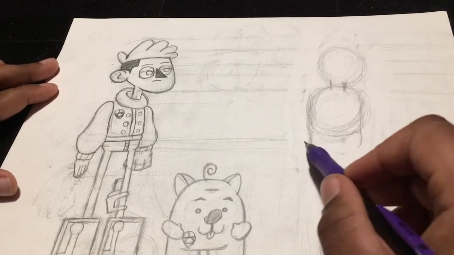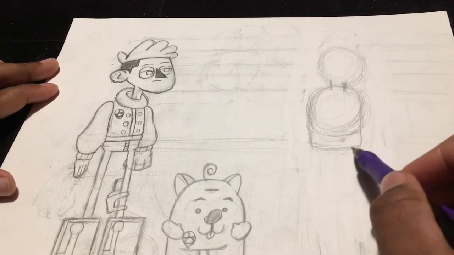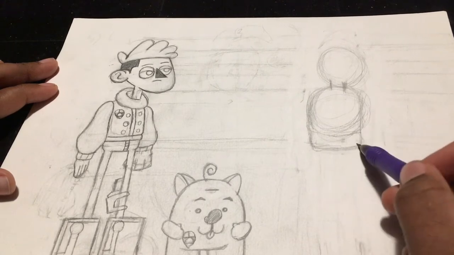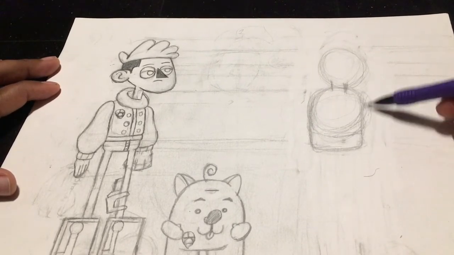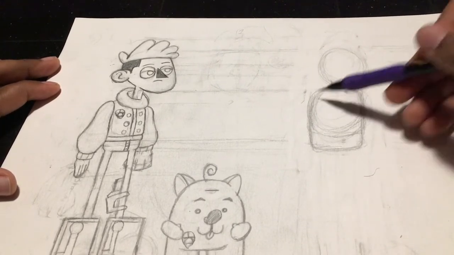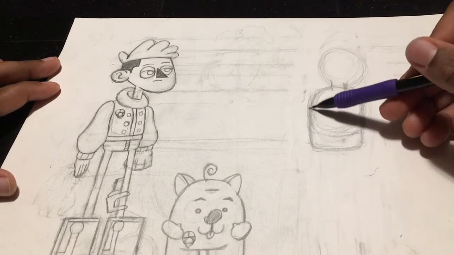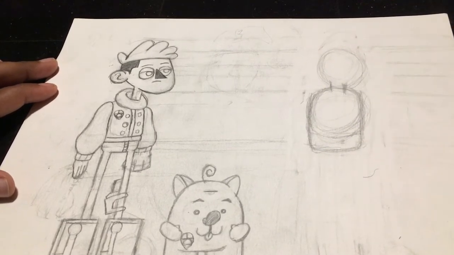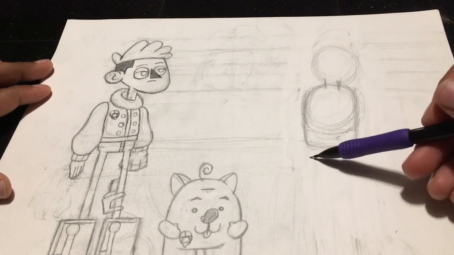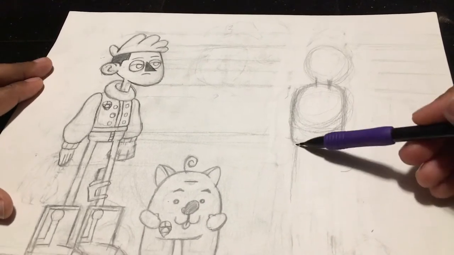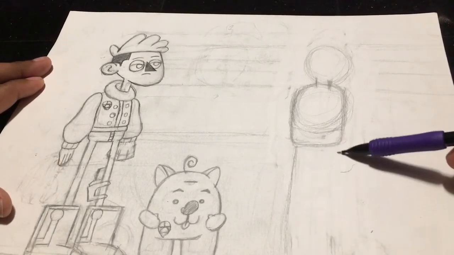And the most important step to draw a cartoon character is to get basically the bold shapes out. And that's what you see what I'm doing right there. And if you don't like the shape, then you can just erase it. And yeah.